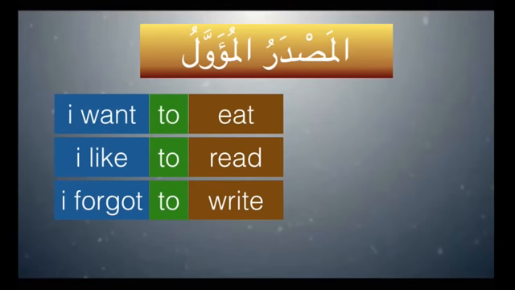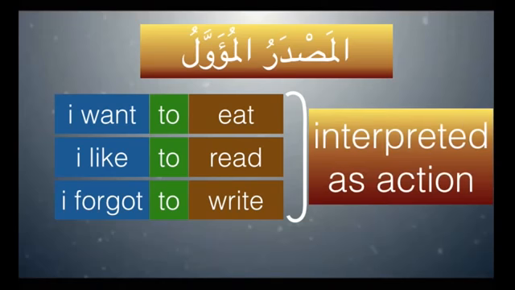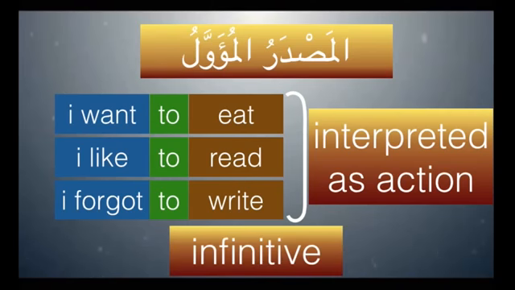So to and eat together actually denote an action. I want to eat. To eat describes a certain type of action. So this can be interpreted as an action. So this word which comes with to is called an infinitive. This is called infinitive.